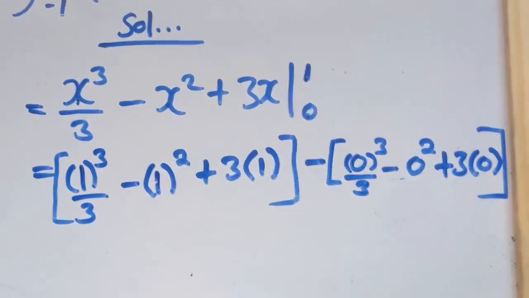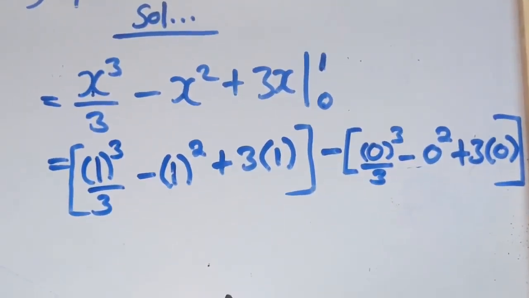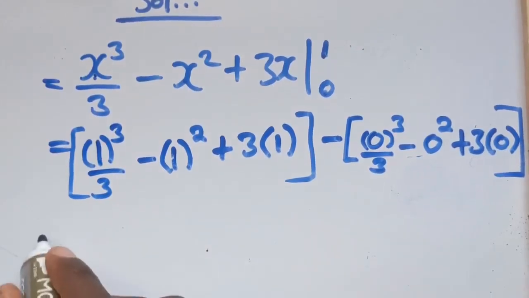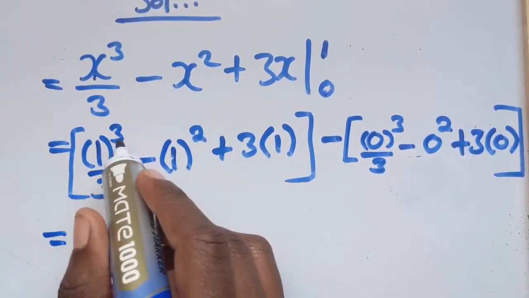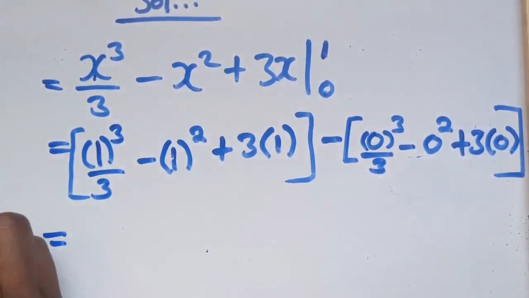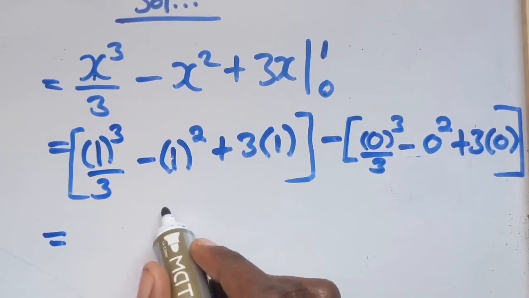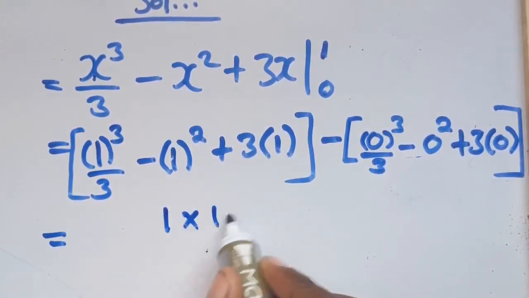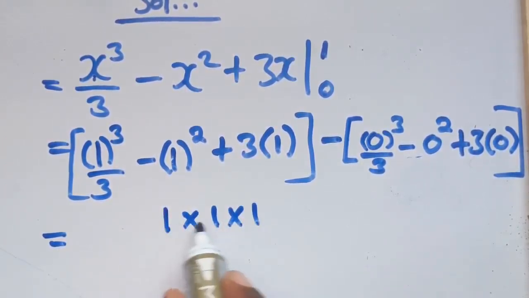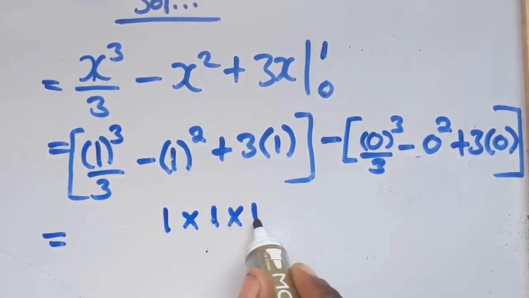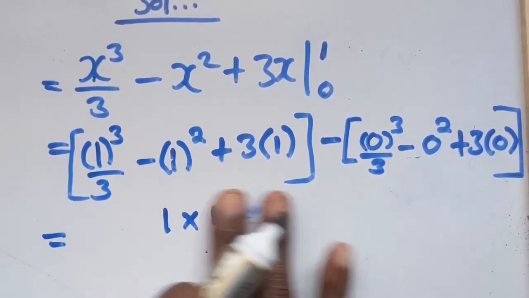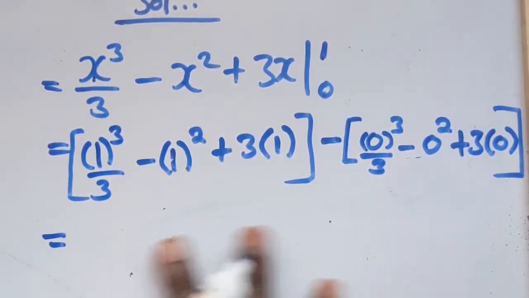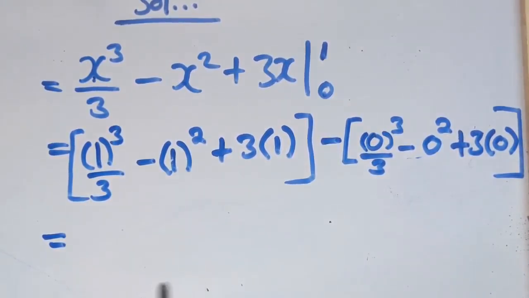Like that. 3 multiplied by 0. Then we are going to continue. We are going to say 1 to the power 3. 1 to the power 3 just means 1 times 1 times 1. 1 times 1 is 1. 1 times 1, you are going to have 1. Okay? So 1 to the power 3 is 1.